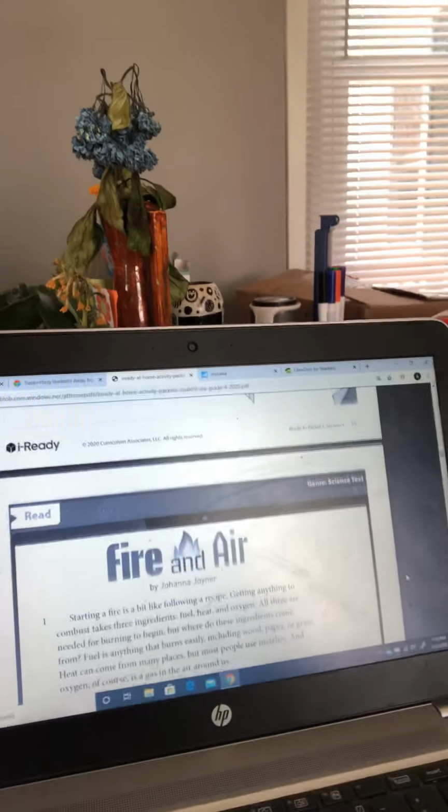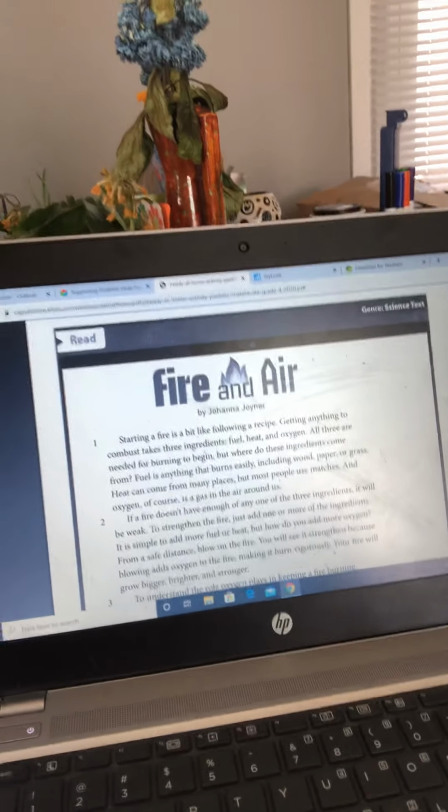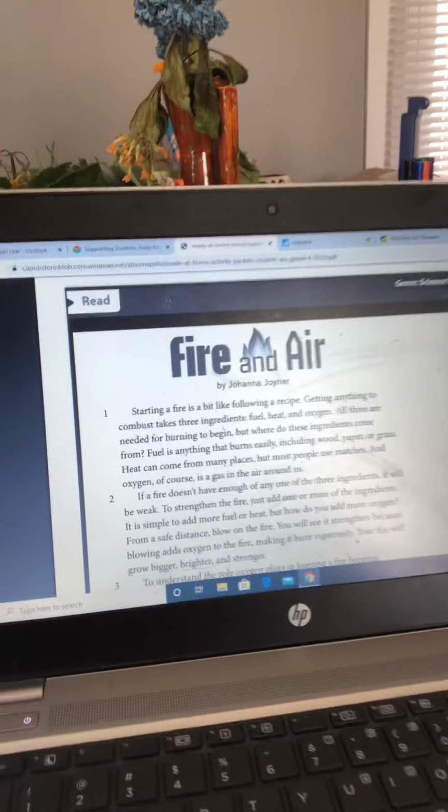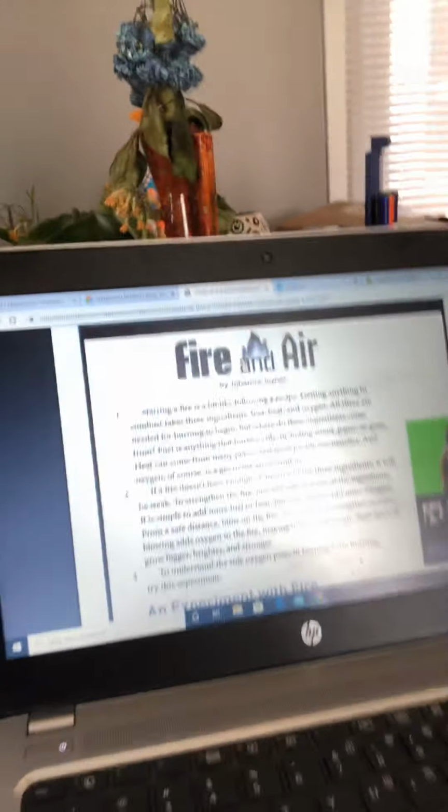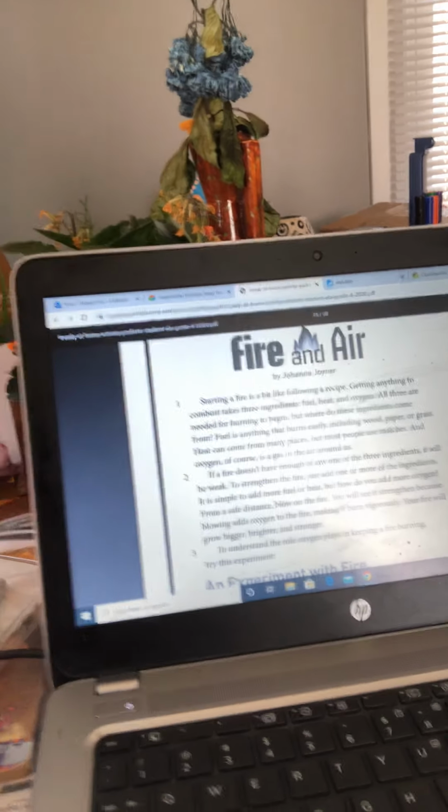All right, so we are on Fire and Air. That's page 15, by Johanna Joyner. I'm not going to read this whole thing, I'm just going to do a summary.